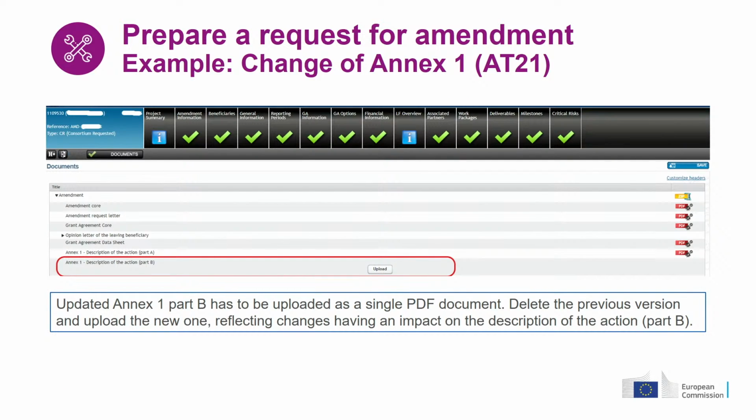As we have seen in the case of the beneficiary leaving the consortium, the departure of a beneficiary will have an impact on the description of the action, Part A and Part B. In the Documents section, you will have to upload the new version of Annex 1, Part B, reflecting all the changes that you have encoded in the system.